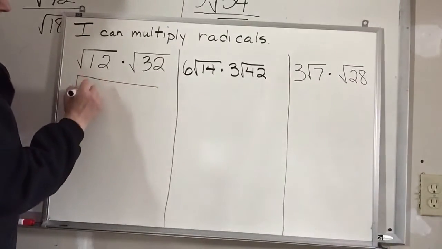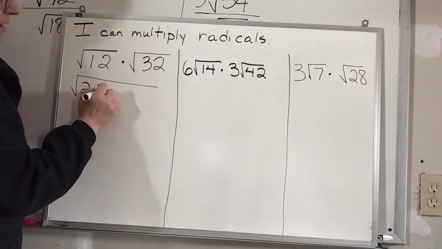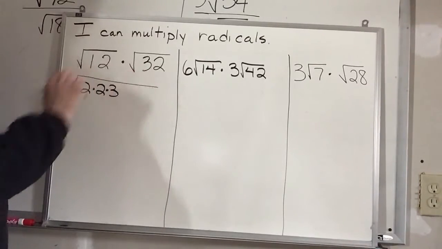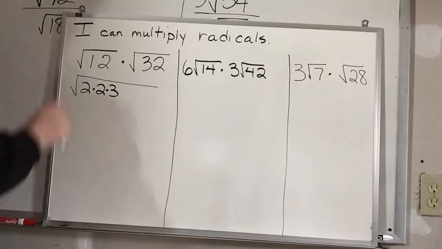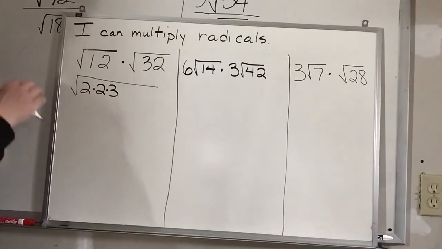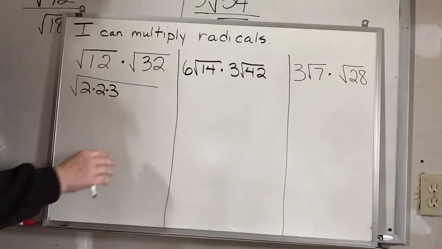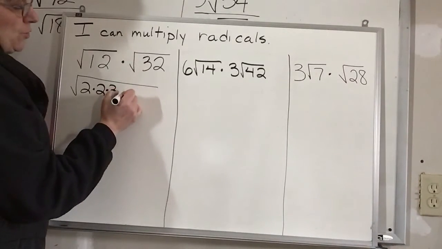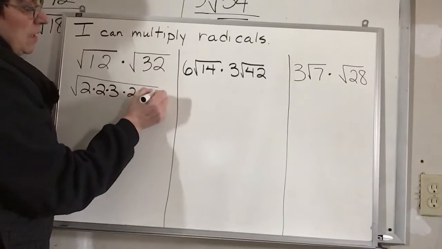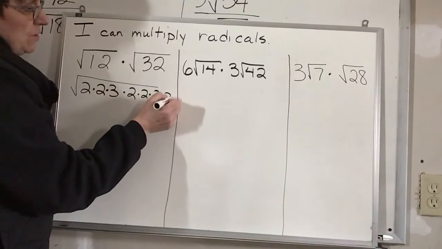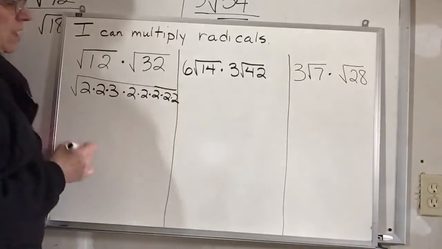And also, since we're multiplying, it's okay to put both numbers that you're multiplying by inside of the same radical. So instead of writing two separate radicals, it's okay to write one big radical. 32 is going to be 2 times 2 times 2 times 2 times 2.